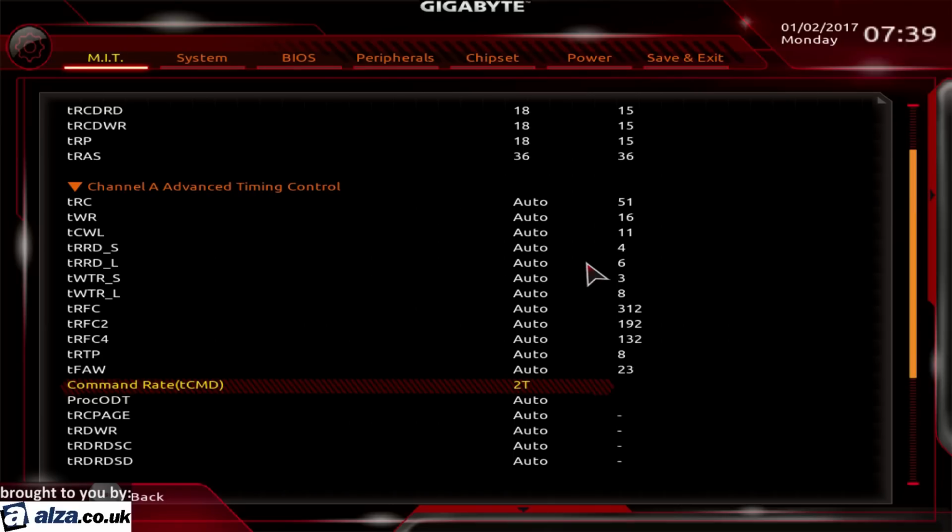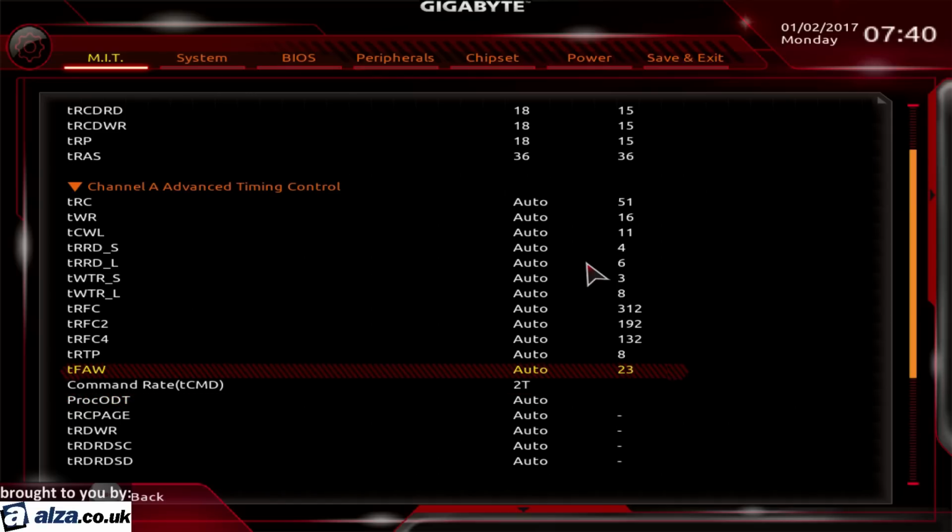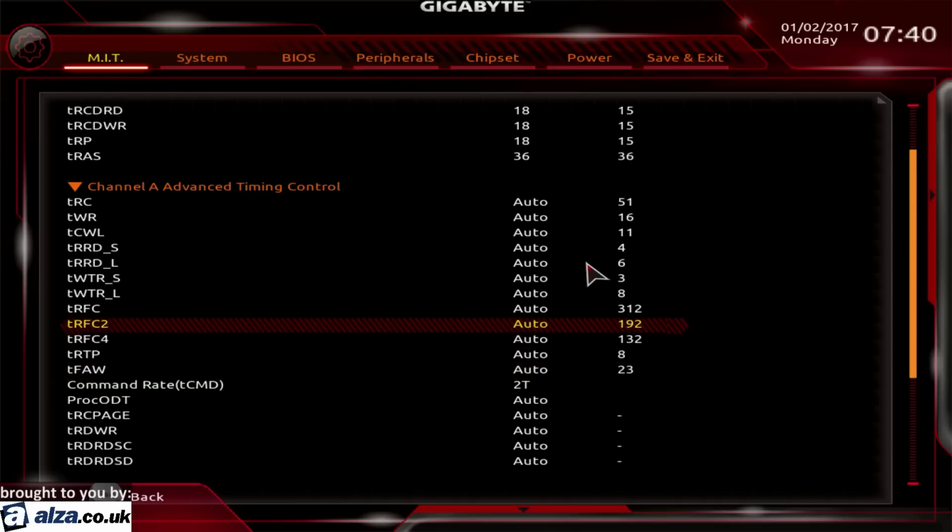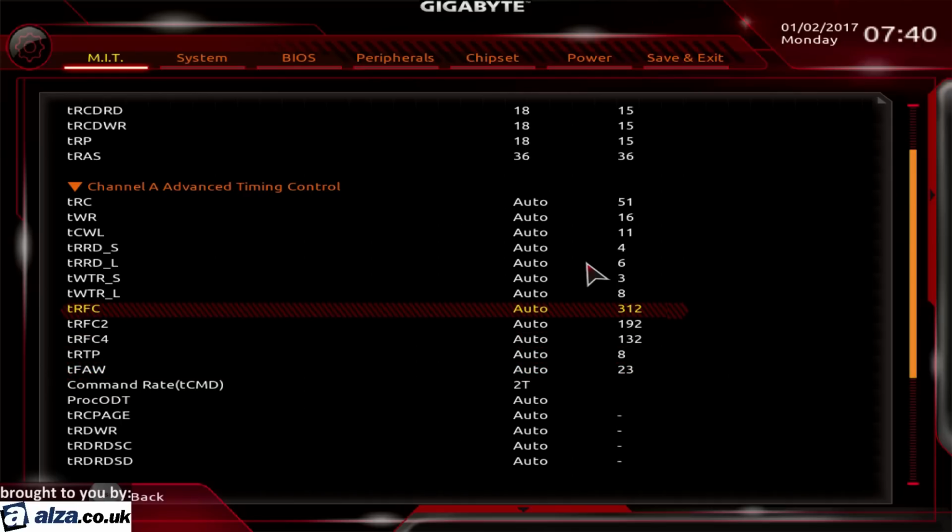Obviously, higher means less performance for timings, because all of these timings describe in clock cycles how long it takes for something in the RAM to happen. So, for example, TRFC, which is the RAM refresh cycle. Well, actually, isn't it row refresh? No, refresh cycle. That's what the R is for. I don't keep track of these very well.